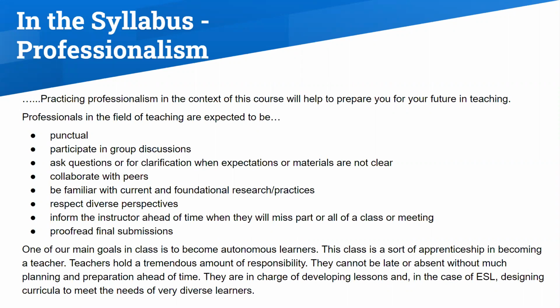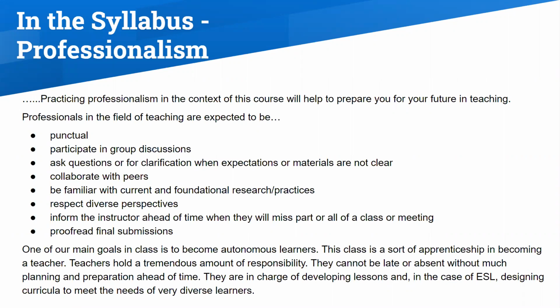So I no longer have in my syllabus an itemized list of policies for attendance, participation, late work, and those kinds of things. I have it all under one heading that says professionalism. And this is exactly what it says in my syllabus: practicing professionalism in the context of this course will help to prepare you for your future in teaching. Professionals in the field of teaching are expected to be punctual, participate in group discussions, ask questions or for clarification when expectations or materials are not clear, collaborate with peers, be familiar with current and foundational research practices, respect diverse perspectives, inform the instructor ahead of time when they will miss part or all of a class meeting, proofread final submissions.